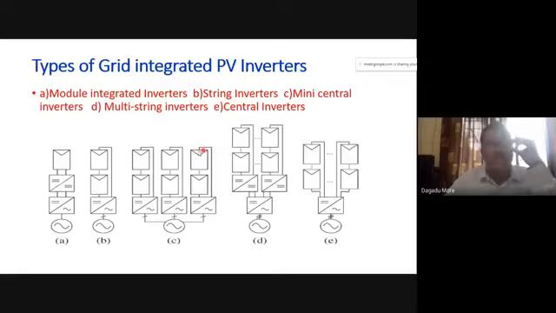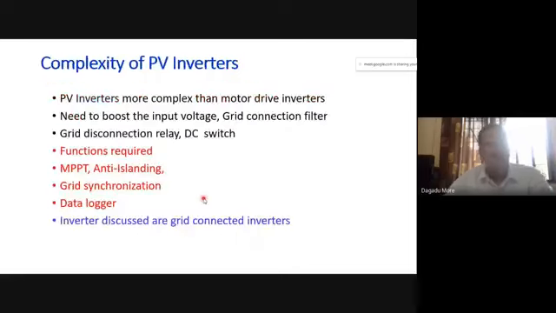Now our interest in this particular lecture is more on solar PV inverters. We are more concentrating on the single phase inverters. Our basic intention is for the single phase. Last time we discussed that we require inverters for speed control of induction motors, and also for feeding power to the grid in case of wind or solar. But the PV inverters are more complex than the motor drive inverters, and we listed the reasons last time.